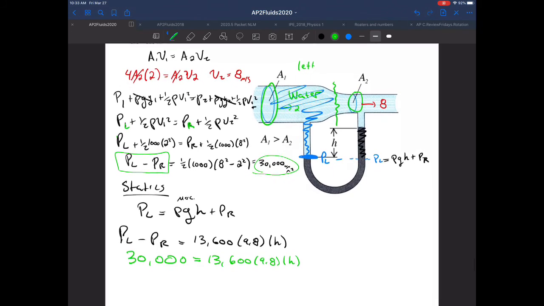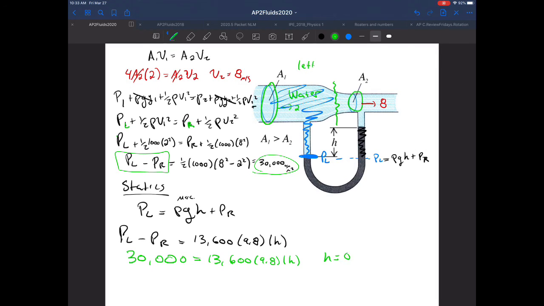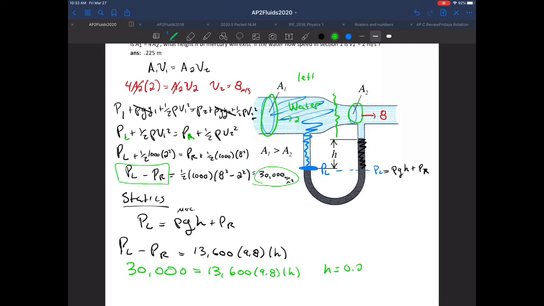Okay, so that's it. That's how you do it. You get your h to be 0.225 meters when you solve there.